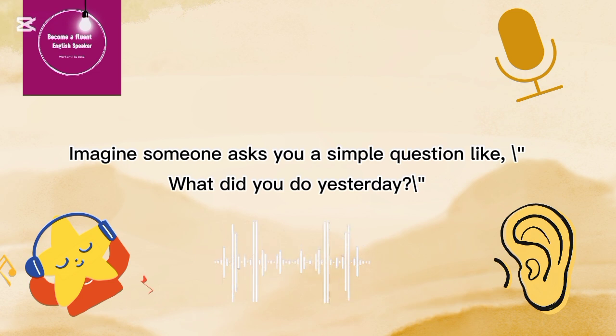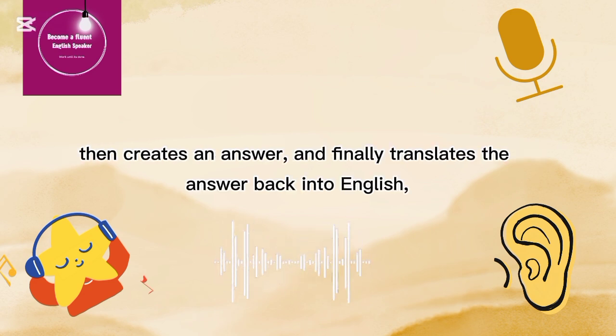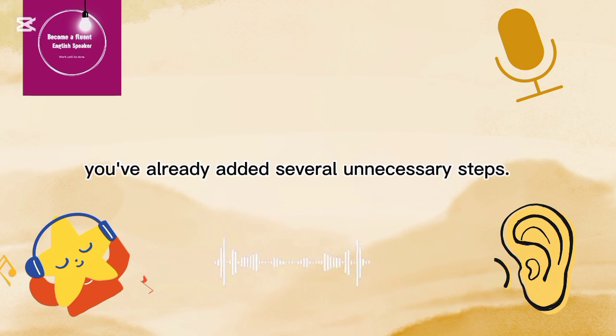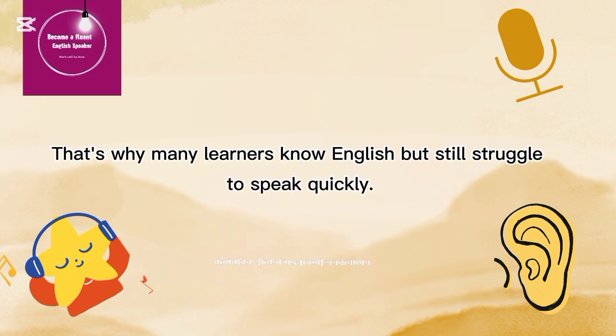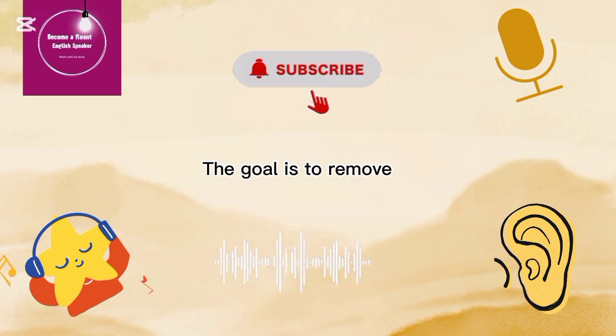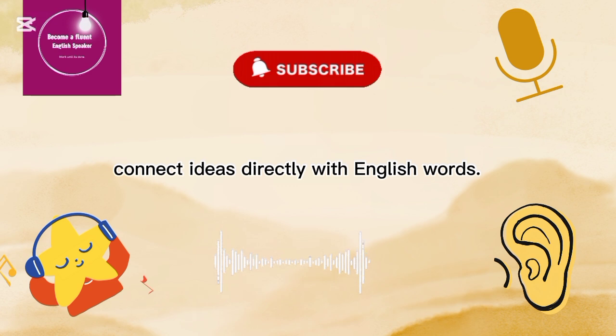Imagine someone asks you a simple question like, "What did you do yesterday?" If your brain first translates the question into your native language, then creates an answer, and finally translates the answer back into English, you've already added several unnecessary steps. During a real conversation, those extra steps create delays. That's why many learners know English but still struggle to speak quickly. The goal is to remove those extra steps and train your brain to connect ideas directly with English words.